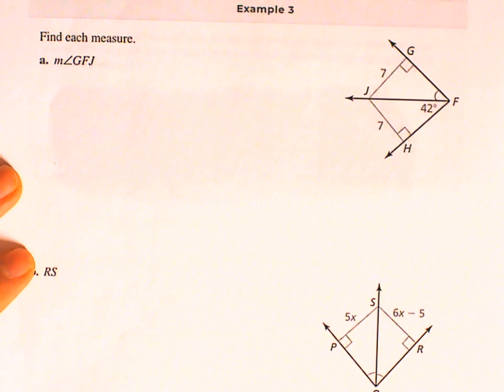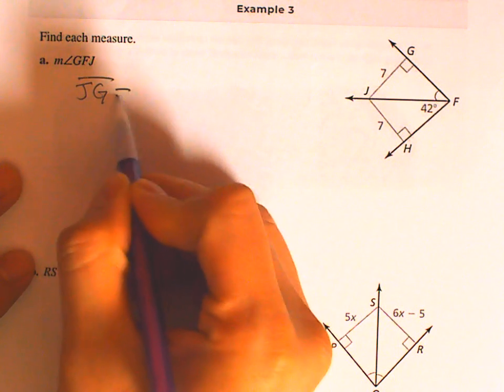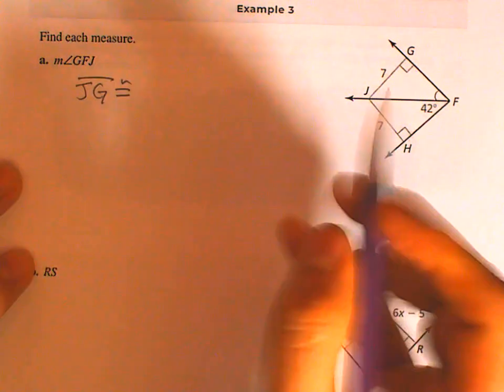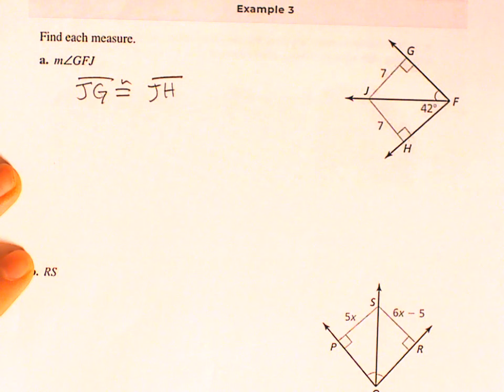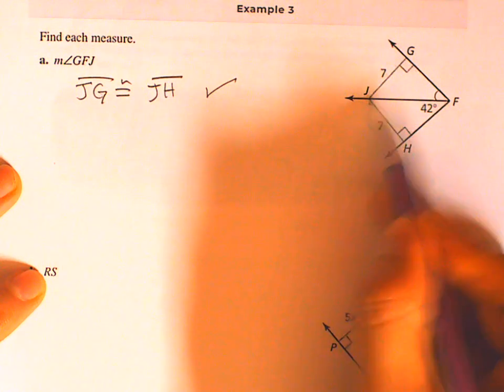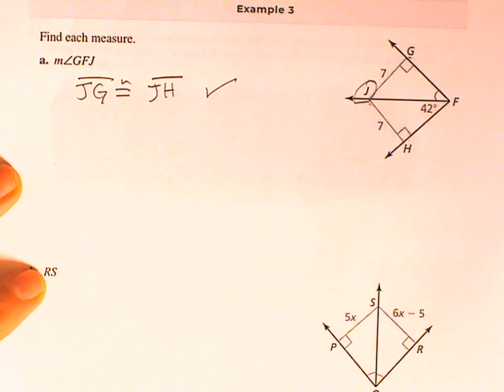One of the things that you have to check here is, is JG congruent to JH? The theorem says that, actually the converse, if a point is on the interior of an angle and it's equidistant to the two sides of an angle, then it lies on the angle bisector. And in this case, yes, it does, because these two right here are 7. That means that J is on the angle bisector.